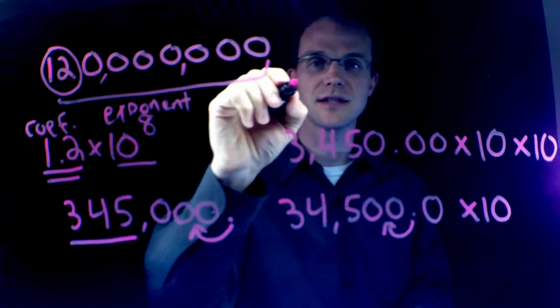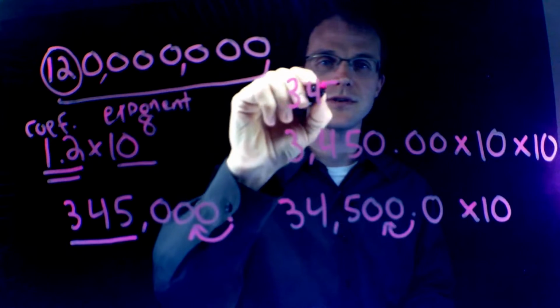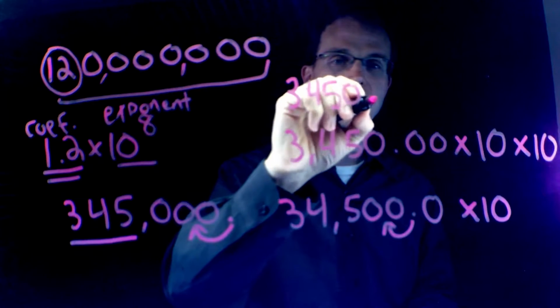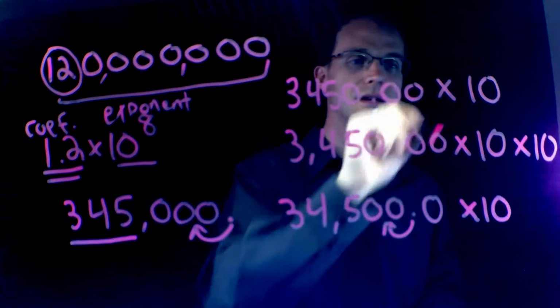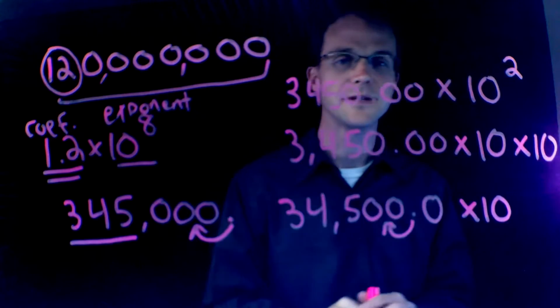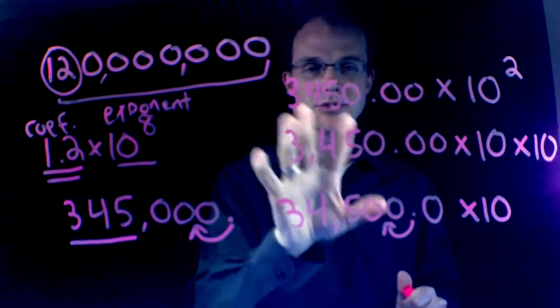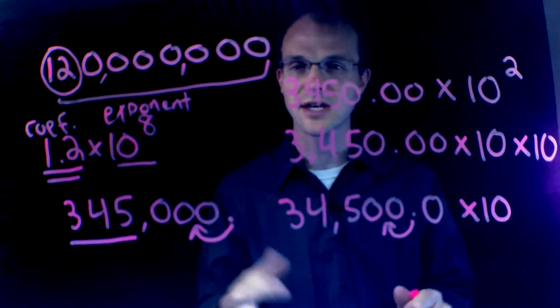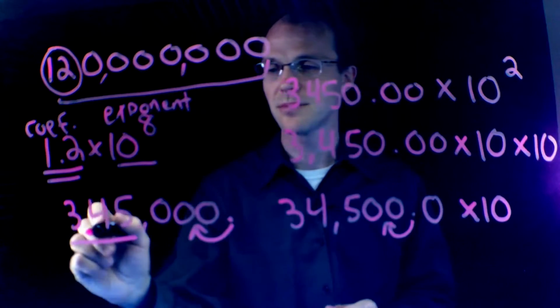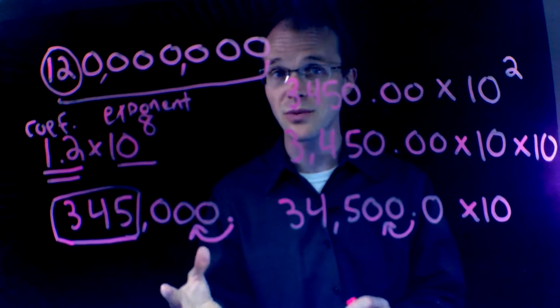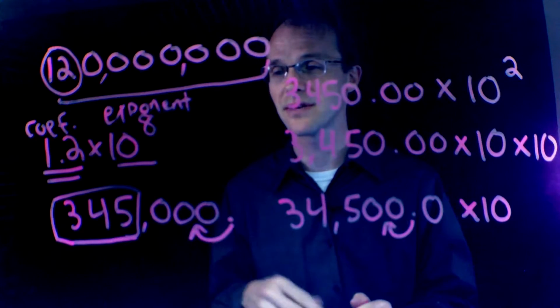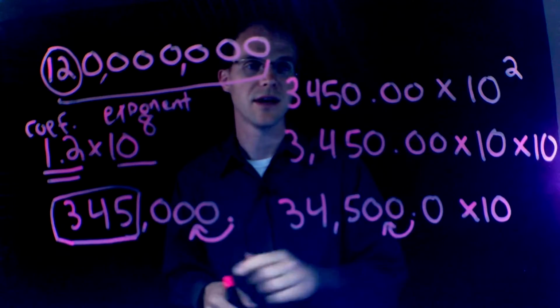Now, how can we represent this in a different way? We say 3,450. I'm going to put these decimals here, times 10 to the second. Now, we're only doing this to show how scientific notation works. One thing that's important to remember about scientific notation is the number of sig figs that you start with has to be the number of significant figures that you end with.